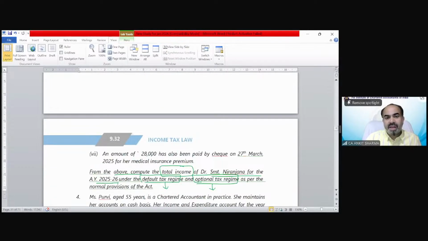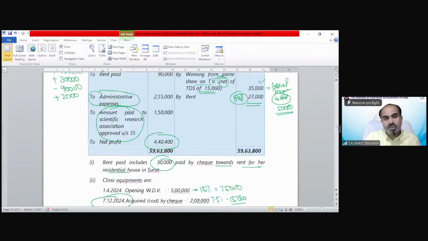An amount of 28,000 has also been paid via check for medical insurance 80D. So there is no information regarding the PGBP now. So our PGBP income as per income tax, if we calculate it, would be 45450. Clear?